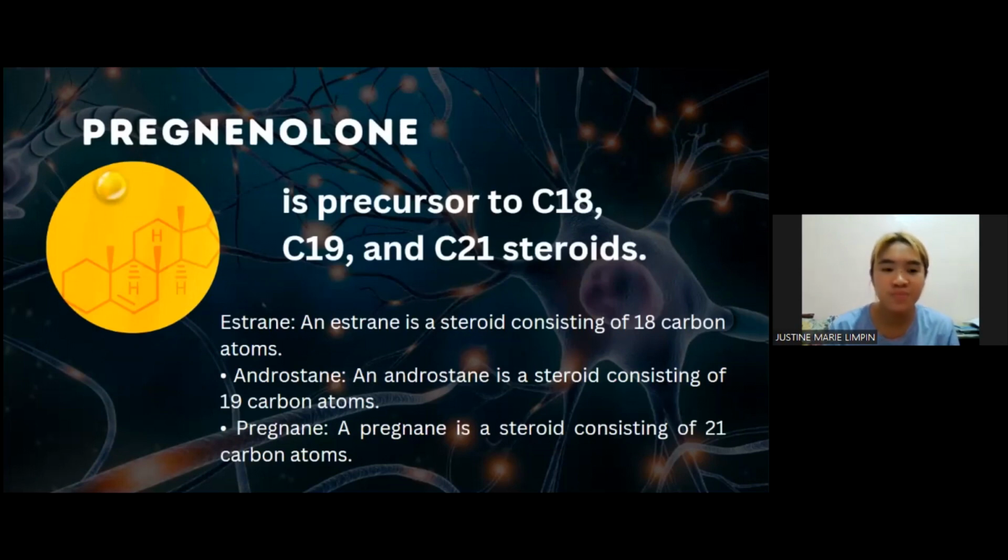Next, pregnenolone is a precursor to C18, C19, and C21 steroids. And this is classified into three. Estrane, which is a steroid consisting of 18 carbon atoms. Androstenedione is a steroid consisting of 19 carbon atoms. Pregnane, steroid consisting of 21 carbon atoms.